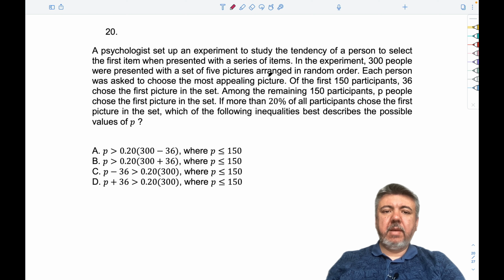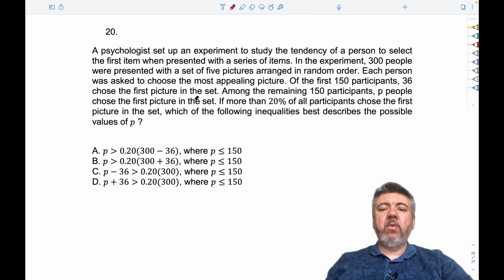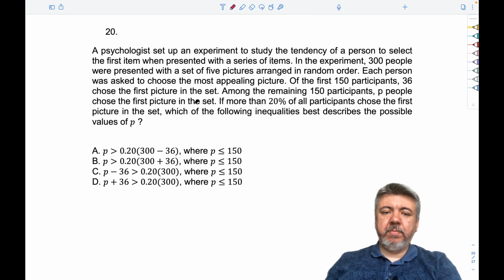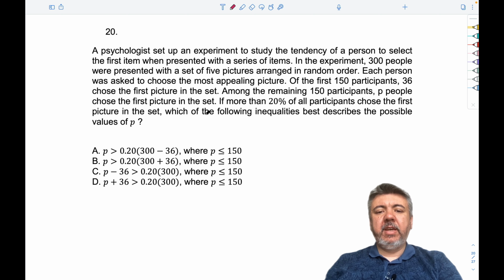A psychologist set up an experiment to study the tendency of a person to select the first item when presented with a series of items. In the experiment, 300 people were presented with a set of 5 pictures arranged in random order. Each person was asked to choose the most appealing picture. Of the first 150 participants, 36 chose the first picture in the set. Among the remaining 150 participants, P people chose the first picture in the set. If more than 20% of all participants chose the first picture in the set, which of the following inequalities best describes the possible values of P?